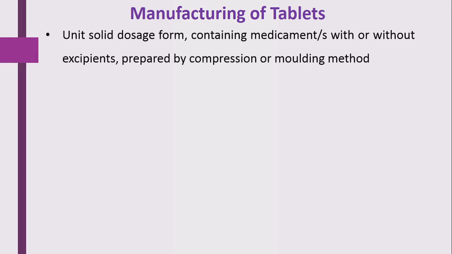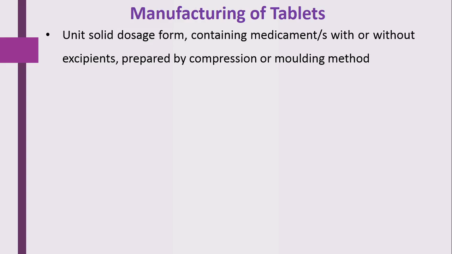So here in the slide we will see the manufacturing of tablets. Before going to the manufacturing of a tablet, here we'll see the introduction part of tablet. A tablet is a unit solid dosage form containing medicament or medicaments with or without excipients, and is prepared by compression or molding method. So a tablet is prepared by the application of force or by molding method. This dosage form contains one or more than one drug, with or without excipients.